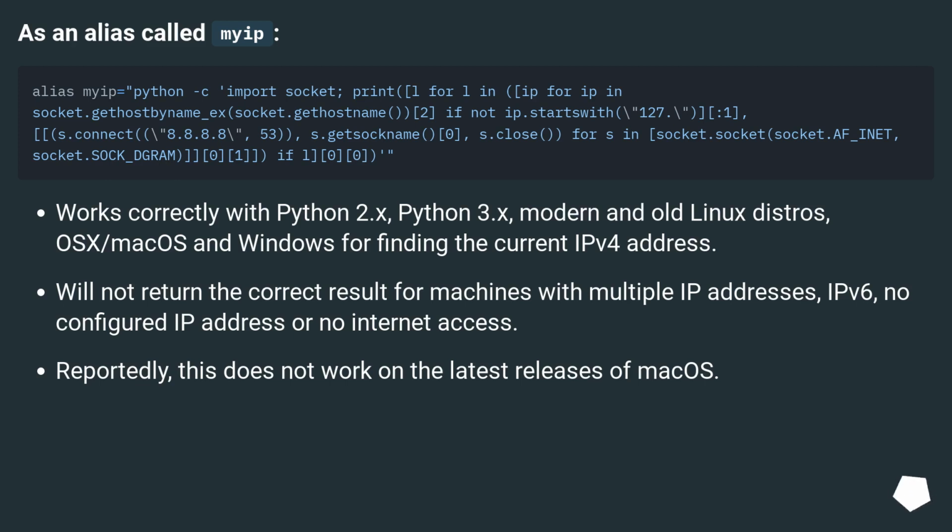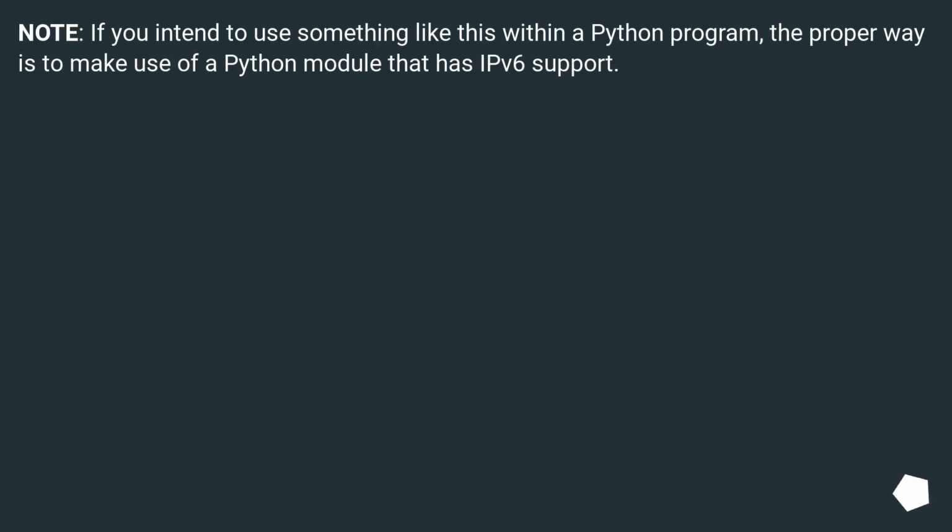Works correctly with Python 2.x, Python 3.x, modern and old Linux distros, OS X/macOS and Windows for finding the current IP4 address, but will not return the correct result for machines with multiple IP addresses, IP6, no configured IP address or no internet access. Reportedly, this does not work on the latest releases of macOS. Note: if you intend to use something like this within a Python program, the proper way is to make use of a Python module that has IP6 support.